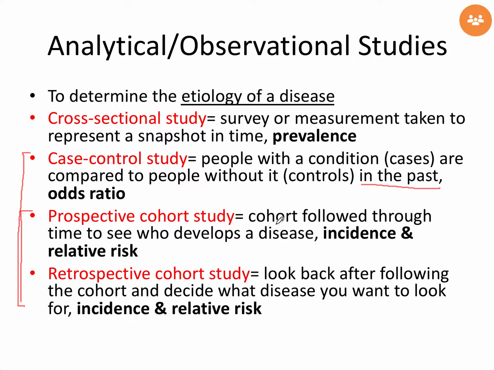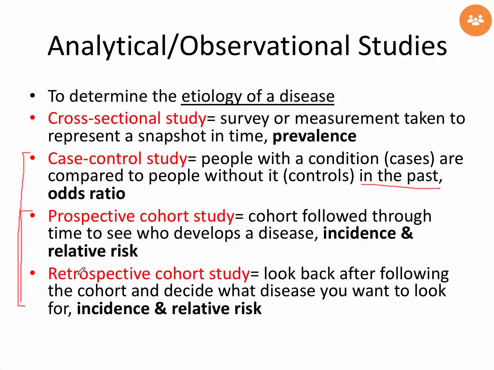And lastly, we have the retrospective cohort study, where we would look back after following this cohort and decide, well, maybe we want to see who developed caries. And so then we could compare the incidence of caries between the drinkers and the non-drinkers. So it's retrospective because patients were already followed over time and the data is already there. Now we just need to compile and analyze that data.